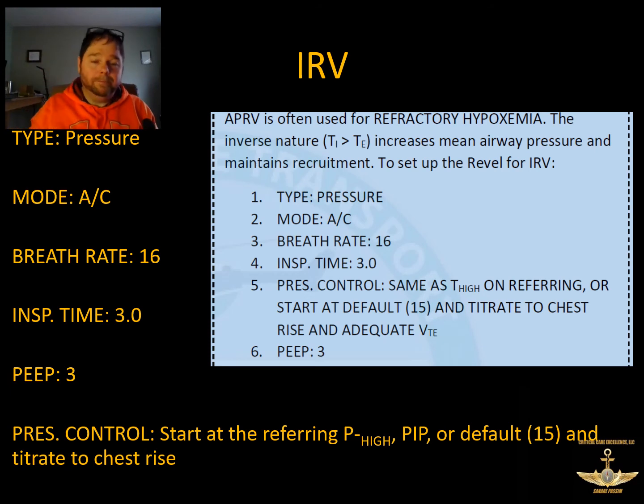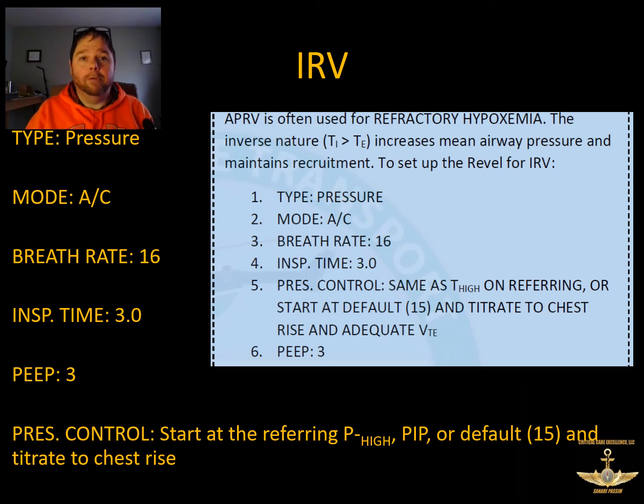Now, side note, remember that when you set pressure control on our ventilator, that number is added to the PEEP to give you your total PIP. So when you look at the P high on the referring ventilator, that's the total pressure. That's as high as the pressure is going to get. If their P high is set at, say, 25, then every time that APRV breath cycles to the T high, it's going to be there for that amount of time, at that pressure, say 25.